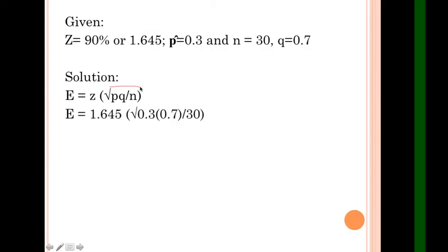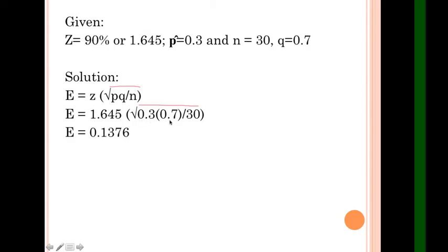So, we have the following. So, ang gagawin mo lang is ganito. Just follow me. 0.3 times 0.7. Click equals. Okay? Divide by 30, which is the number N. Click equals. And then, put a square root. And then, click equals. Multiply your answer by 1.645. And click equals. And you will get 0.1376.